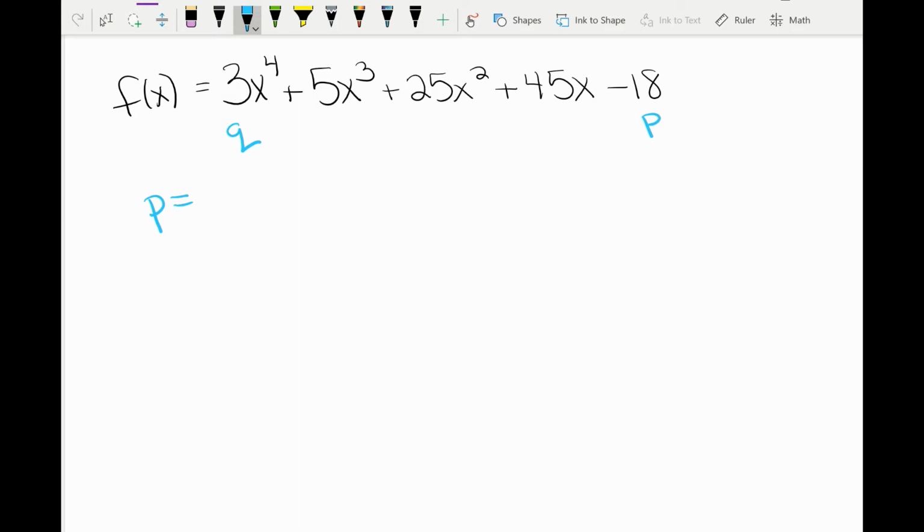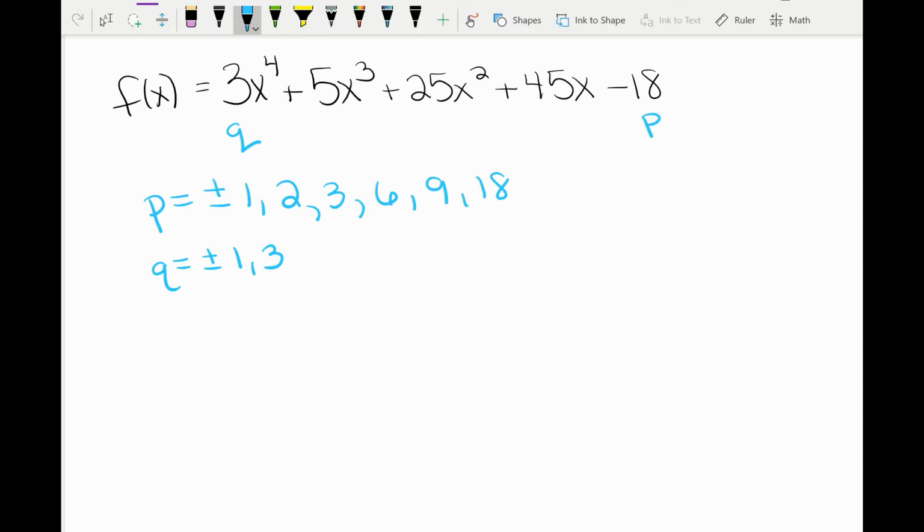So let's start with our p's and q's. I got plus or minus 1, 2, 3, 6, 9, 18. These are all the factors of 18. And then the leading term is plus or minus 1 and 3.